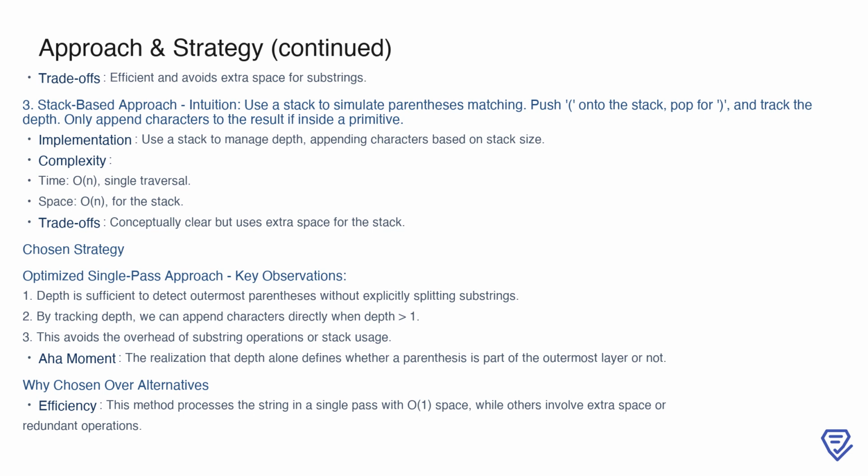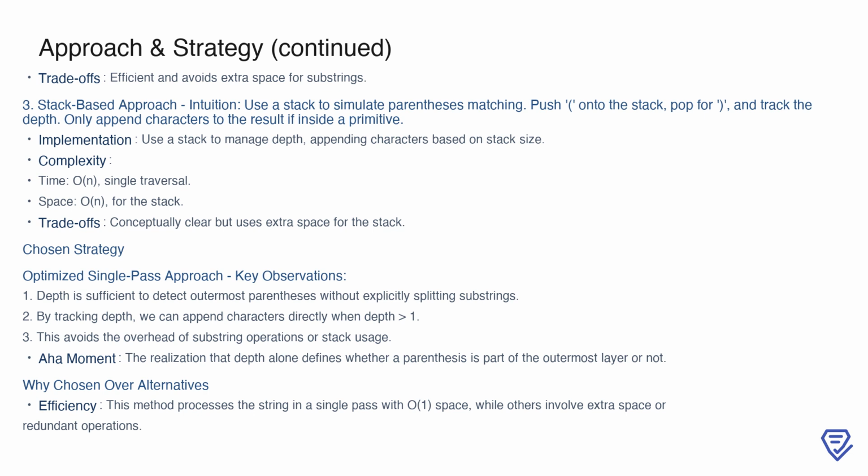The optimized single-pass approach is not only efficient but also avoids the extra space overhead of substring storage. Another option we considered was a stack-based approach, which simulates the matching of parentheses. In this method, we push opening parentheses onto the stack and pop for closing parentheses, tracking the depth based on the stack size. Characters are appended to the result only when the stack size is greater than 1, indicating that we are inside a primitive substring. This approach, while conceptually clear, requires O(n) space for the stack, making it less space efficient compared to the single-pass method.